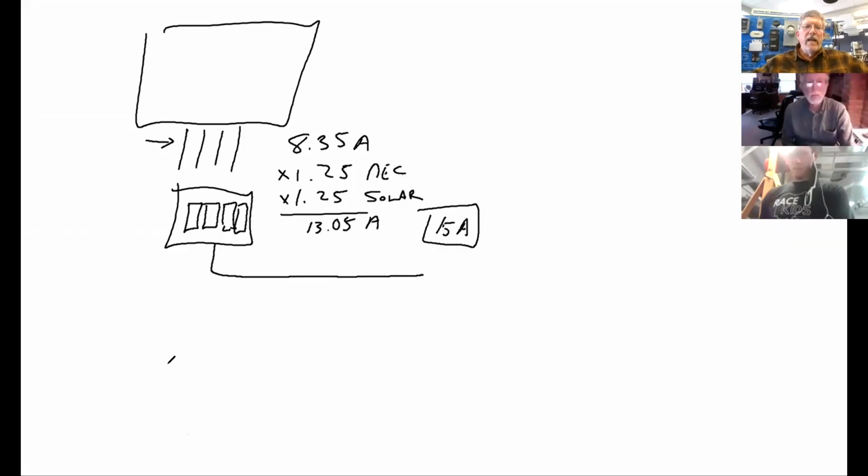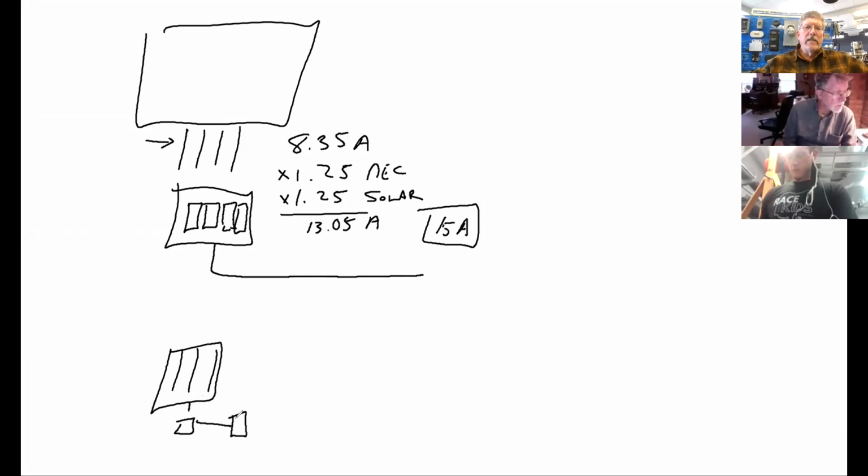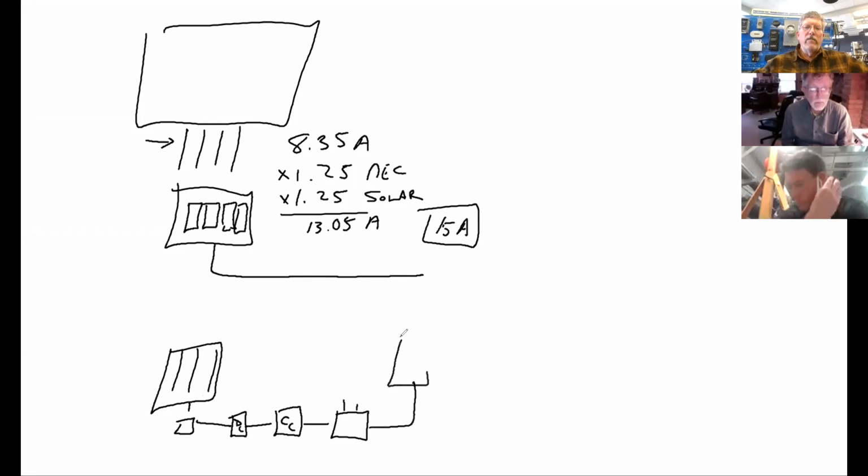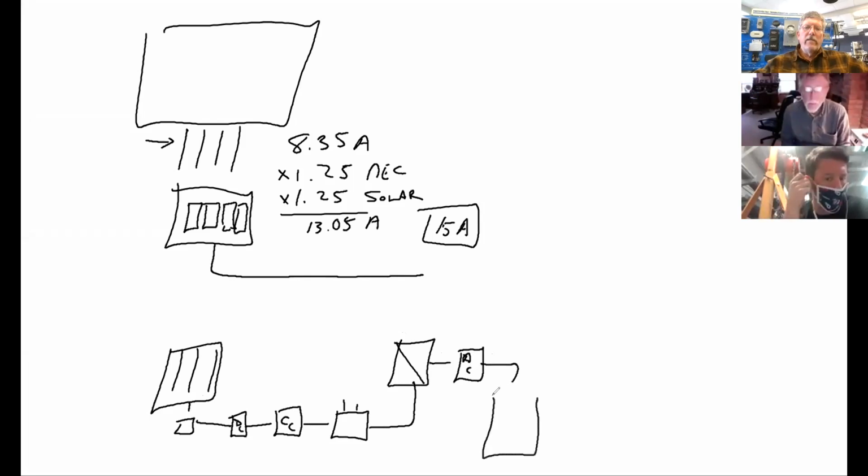So let's say this is your array here. We're going to go to a junction box, a DC disconnect. Then we go to our charge controller. Then we go to our battery bank. And from the battery bank, you go to the inverter. From the inverter to an AC disconnect. And then to your load center.